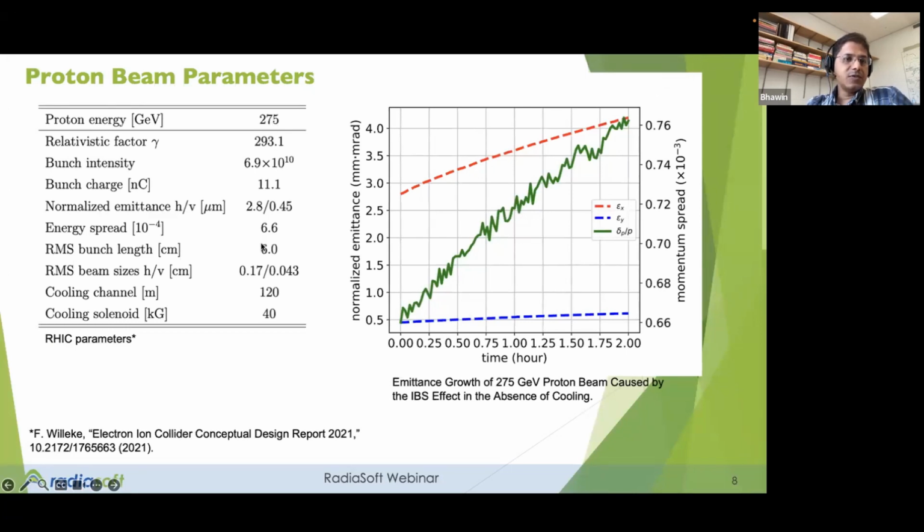With this 275 GeV proton beam, you can see in this plot the emittance growth of the 275 GeV proton beam. These are the horizontal, vertical, and longitudinal emittance of the proton beam in the absence of cooling. These are increasing, which is due to the intrabeam scattering effect in the proton beam. So our goal is to use the electron cooling principle to lower these emittances of the proton beam.